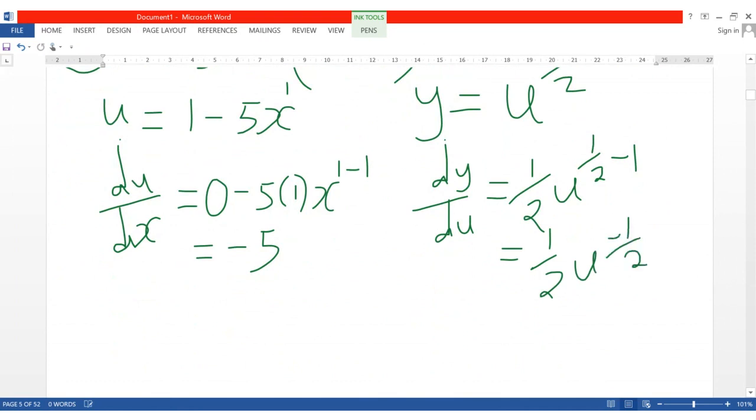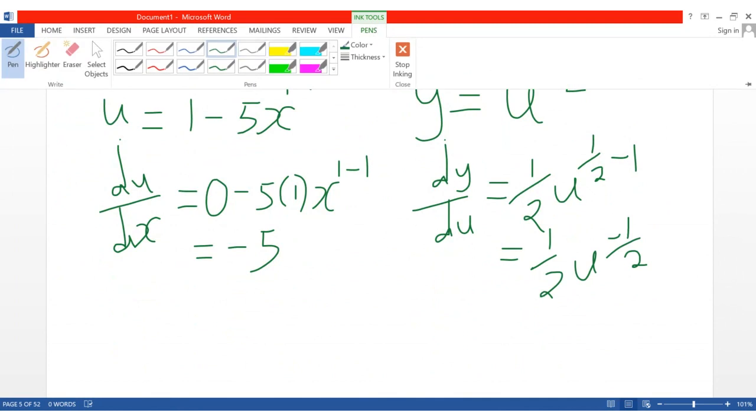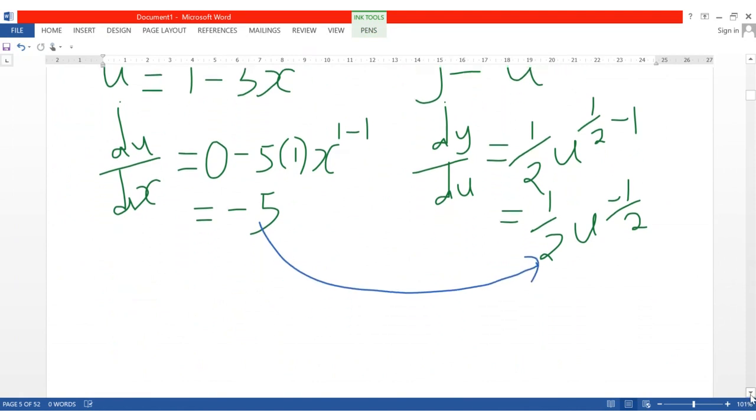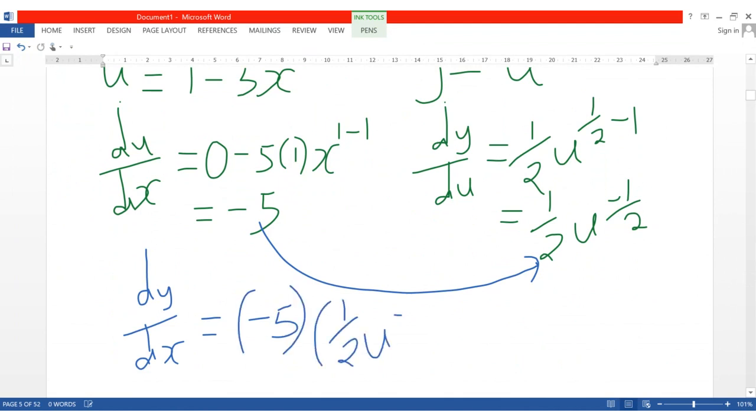So after differentiating the two, we just need to multiply them. I'm assuming that even if you can't recall the formula, what I need to do is to multiply these two. Let's see what I'll be able to get. So dy, remember we are looking for dy over dx. The u is assisting us, so negative 5 multiplied by a half, u to the negative a half. I'm ending up with negative 5 over 2, u to the negative a half.